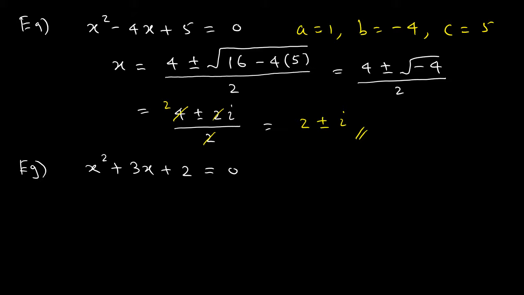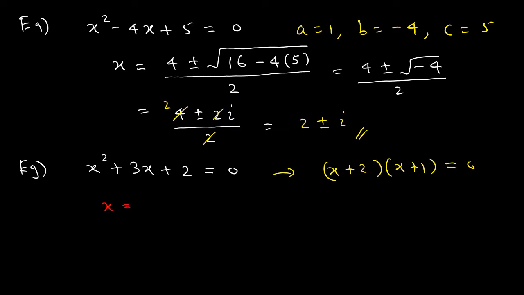Because you know that we can easily find the factors of this one. So we already know what the factors are. The factors are x plus 2 and x plus 1. So what if someone tries to use the quadratic formula for this one? Let's try to use the quadratic formula for this problem and see what's going to happen.